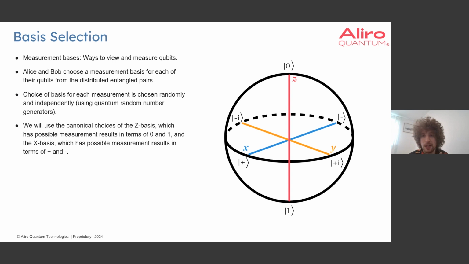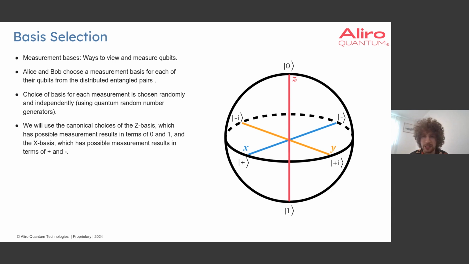Measurement bases are ways to view and measure qubits. Alice and Bob choose a measurement basis for each of their qubits from the distributed entangled pairs. Choice of each measurement basis is chosen independently and randomly. We will use quantum random number generators for this process to ensure true randomness.